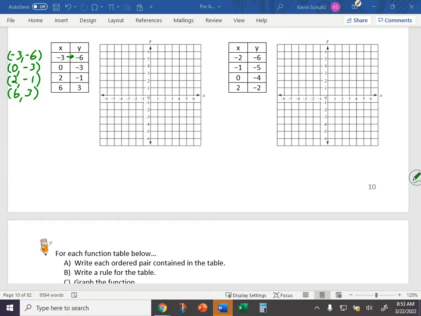Subtracting 3, right? Negative 3 minus 3 is negative 6. 0 minus 3 is negative 3. 2 minus 3 is negative 1, and 6 minus 3 is 3. So the rule for the table, in a sense, kind of goes back to just number sense. What are some different ways I can get from here to there? And then does that work for all of them? So the rule for this one is y equals x minus 3, or x minus 3 equals y. You can write it either way.